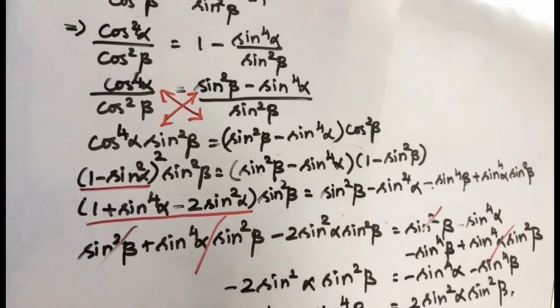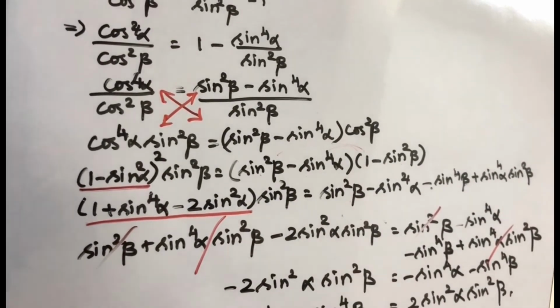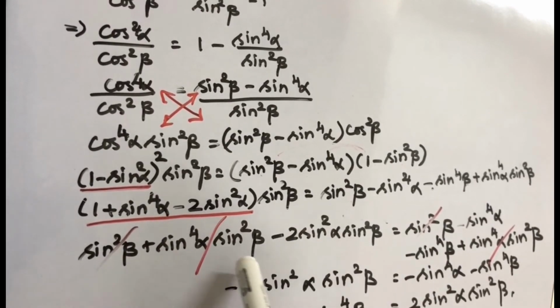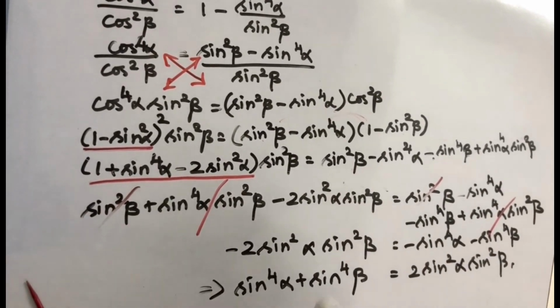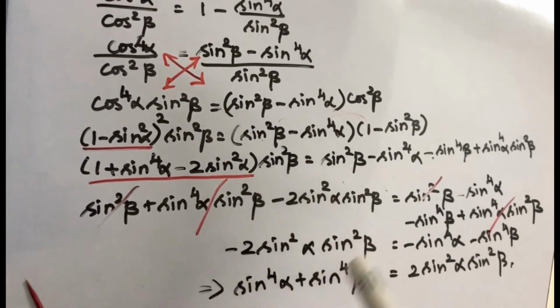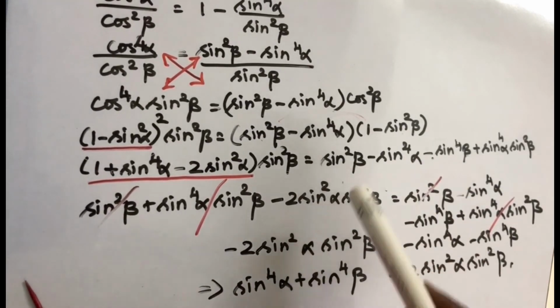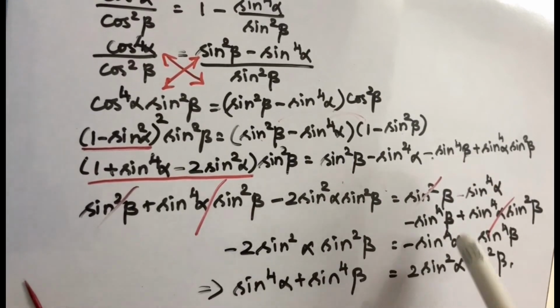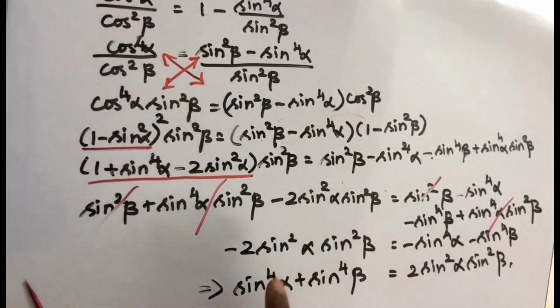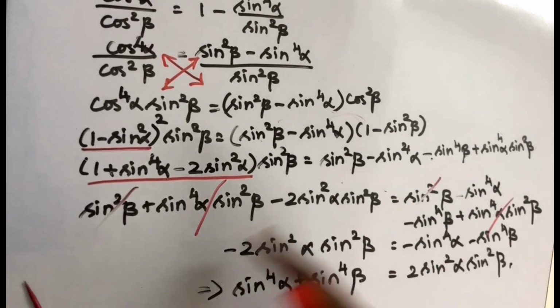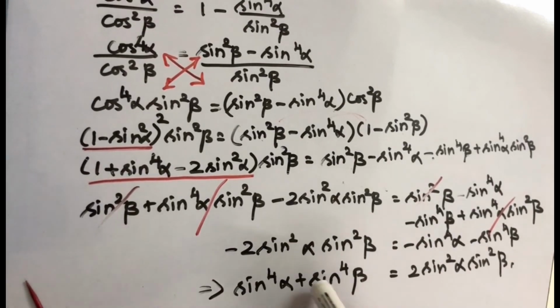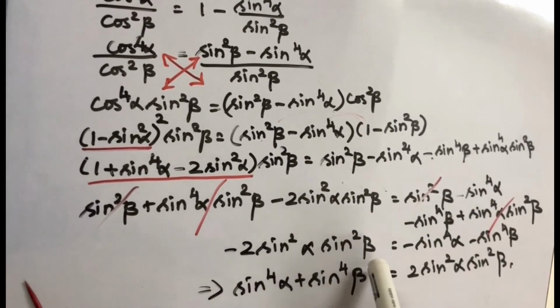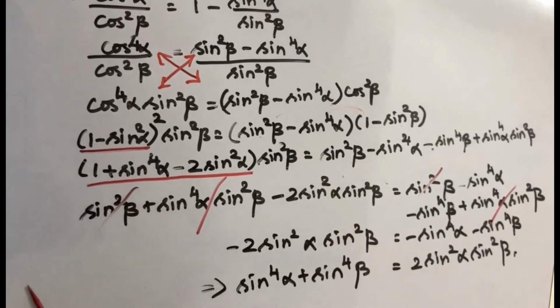Now we can cancel the like terms: sin square beta into sin square beta, sin power 4 alpha sin square beta, and similarly sin power 4 alpha sin square beta. We have cancelled them. The remaining term is minus 2 sin square alpha sin square beta is equal to minus sin power 4 alpha minus sin power 4 beta. All minus we can cancel and change into positive. So sin power 4 alpha plus sin power 4 beta is equal to 2 sin square alpha sin square beta. That's what we have to prove.